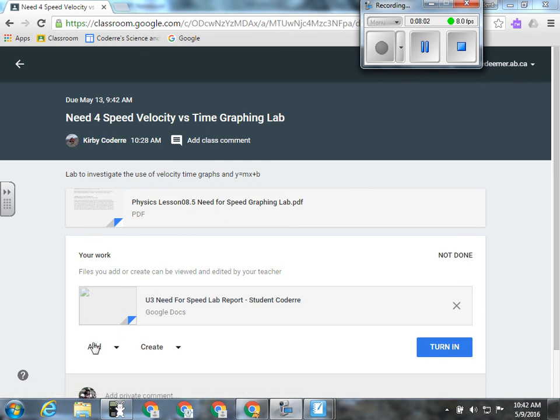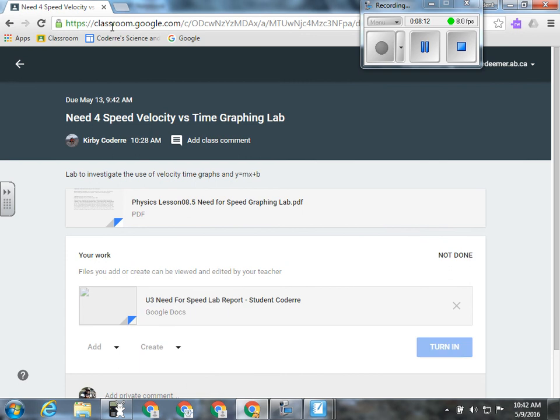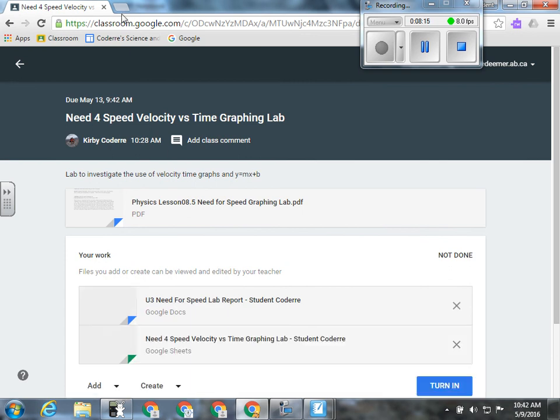If you're lost on how to do that, when you're at this assignment screen, just click Add or Create, and you just want to create a sheet. Click on that. It'll open up a Sheets file for you, and I think it'll even name it. It even names it Need for Speed, Velocity versus Time Graph.